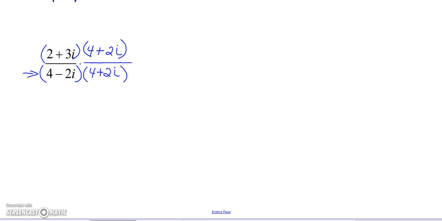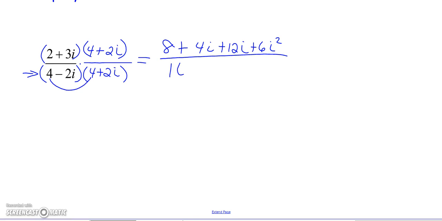So it's a big FOIL problem on top. On the top, when I FOIL, I get 8 plus 4i plus 12i plus 6i squared. On the bottom, I'm going to go the more simple version. I'm going to just do 16, 4 times 4. I'm also going to get the negative 4i squared.